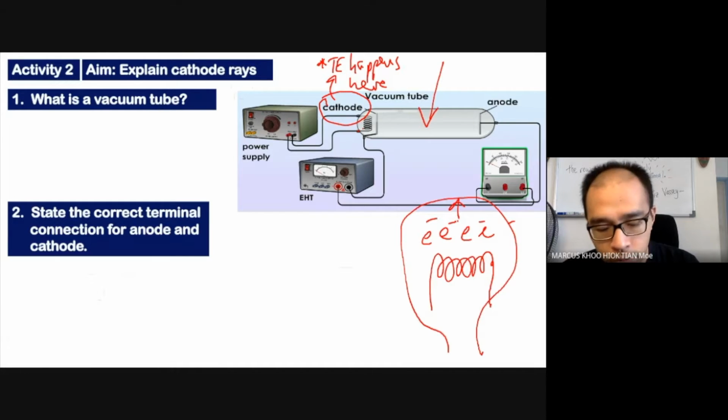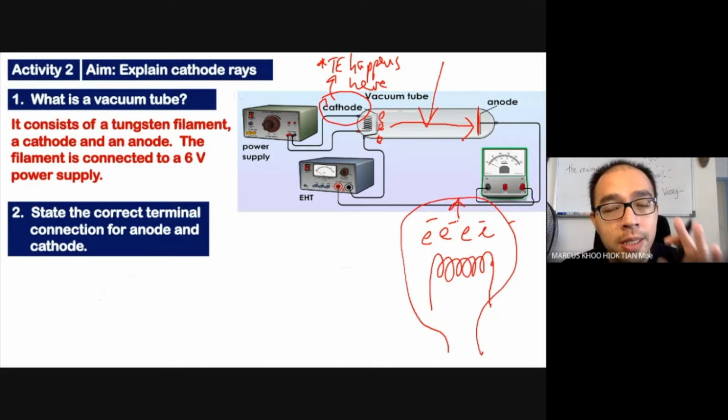But in a vacuum tube, since there is an anode over here, the electrons that are released in the thermionic emission will flow towards the anode. So a vacuum tube is a tube that consists of a tungsten filament, which is the cathode. This is the cathode over here, and an anode. And the filament is connected to a 6-volt power supply.